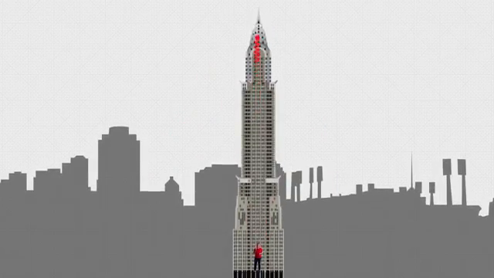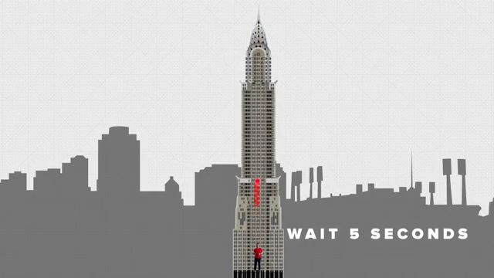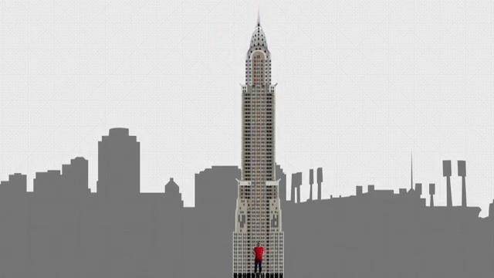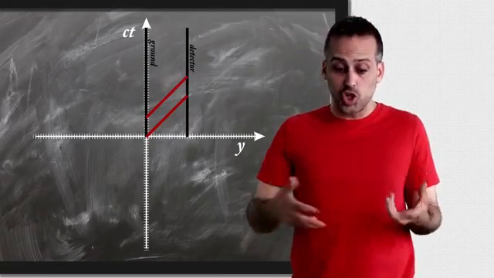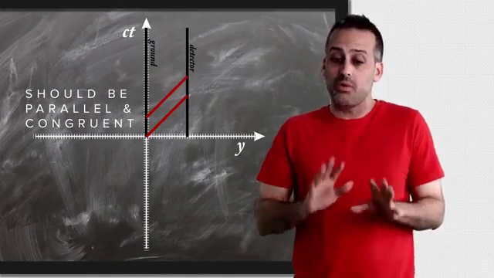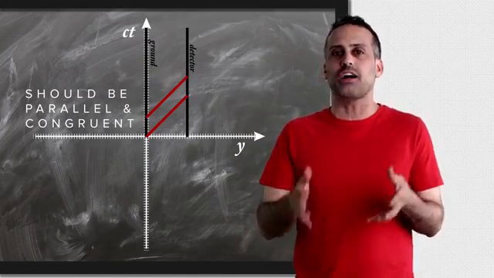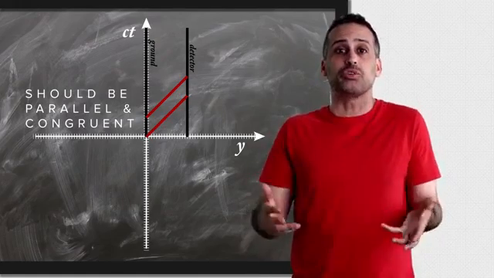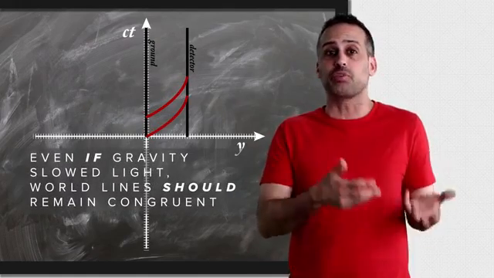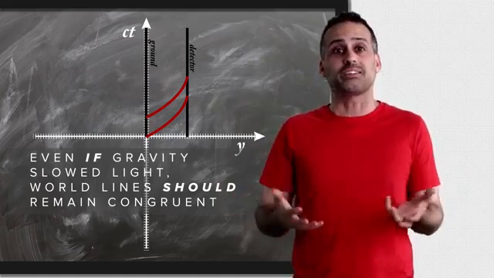Fire a laser pulse from the ground floor of a building up to a photon detector on the roof. Now wait 5 seconds, and then do it again. On a flat space-time diagram, the world lines of those photons should be parallel and congruent. Without making any assumptions about how gravity affects light, that would be true even if it turned out that gravity slowed photons down and bent their world lines, since both photons would be affected identically.